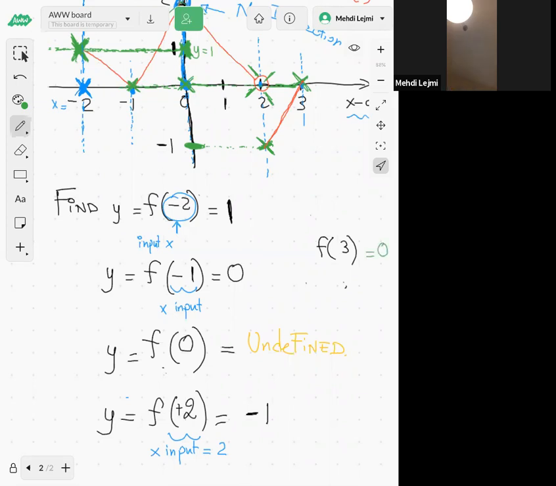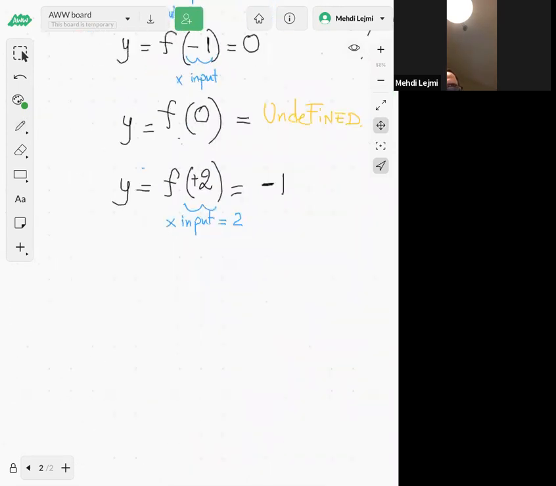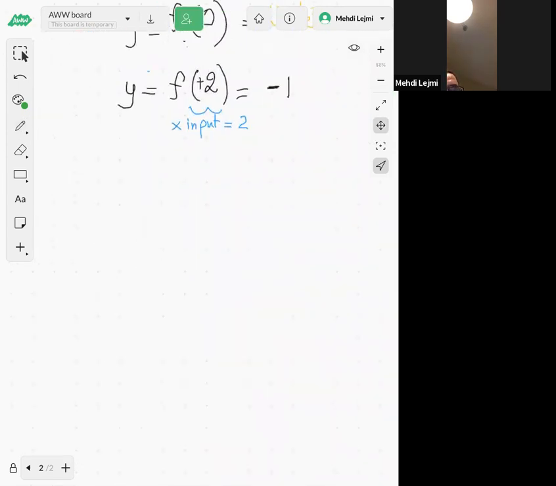Okay. I know this is kind of tricky, especially with these empty circles. So let's have a similar exercise problem.